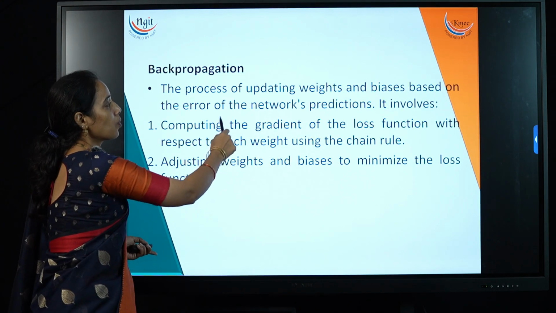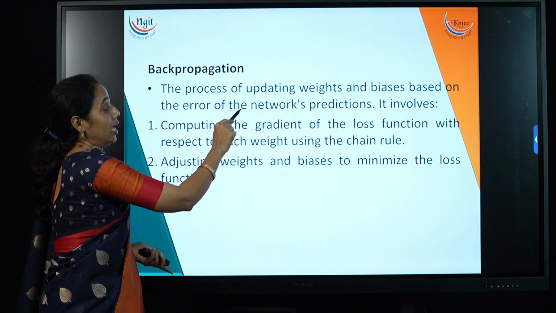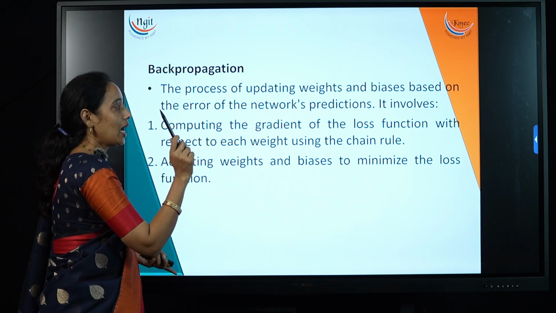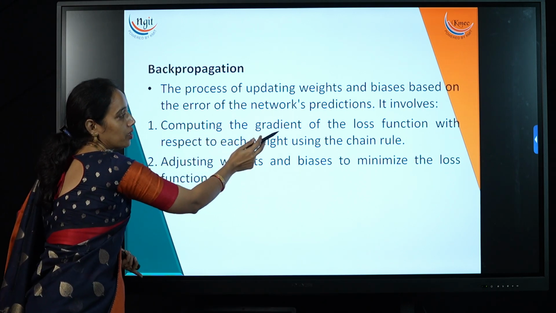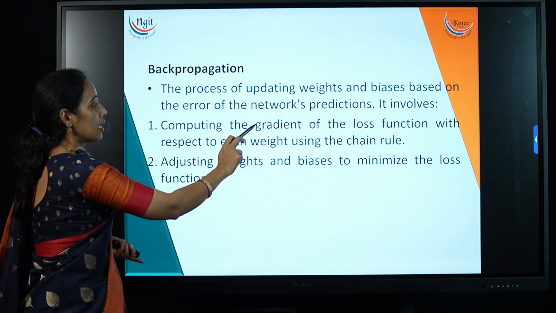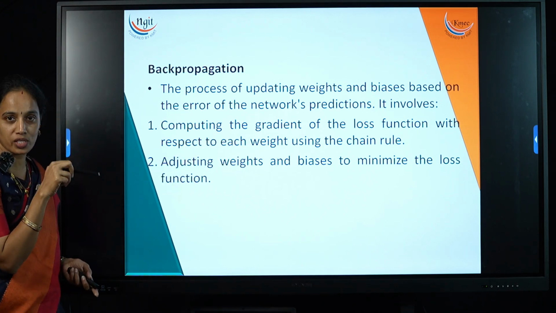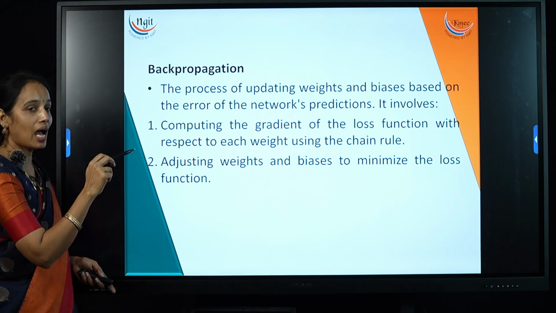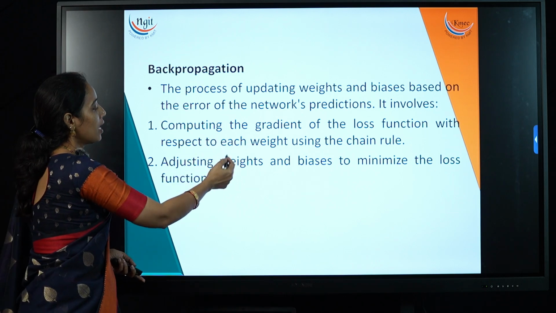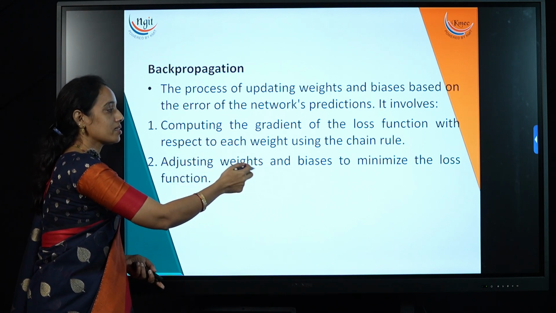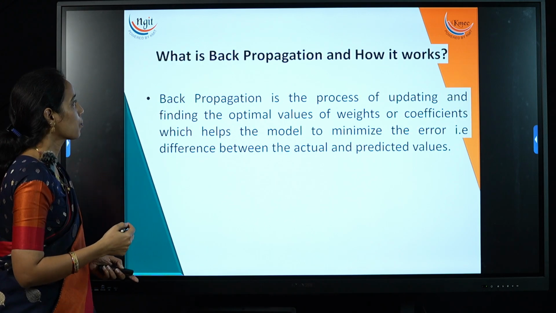Then backpropagation. The process of updating the weights and biases based on the error of the network predictions, and mainly it involves computing the gradient of the loss. Okay, this is the important thing. Computing the gradient of the loss function with respect to each weight using the chain rule. We are going to use the chain rule. Okay, with that we are going to find out the loss function. Then after that we are going to adjust the weights and biases to minimize the loss function. So this process is called backpropagation.